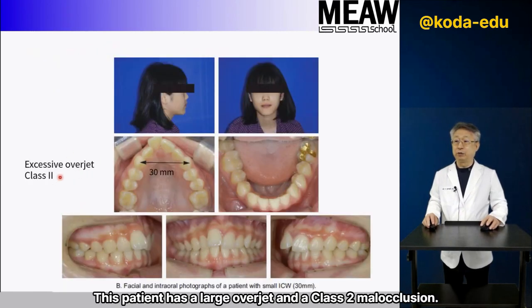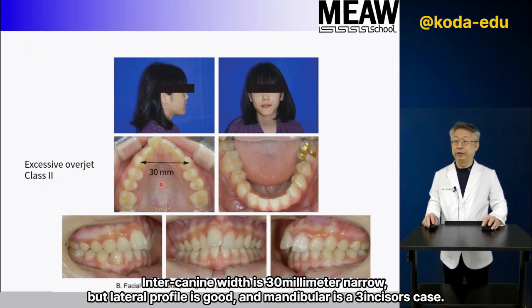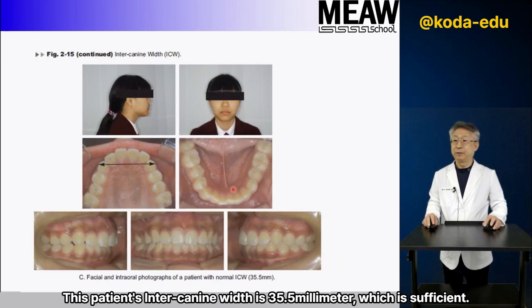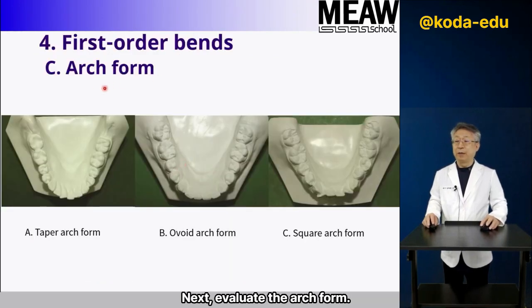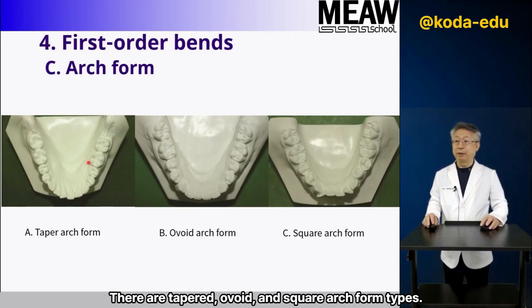This patient has a large overjet and a Class 2 malocclusion. Intercanine width is a narrow 30 mm, but the lateral profile is good, and it is a mandibular 3 incisors case. This patient's intercanine width is 35.5 mm, which is sufficient. Next, evaluate the arch form. There are tapered, ovoid, and square arch form types.